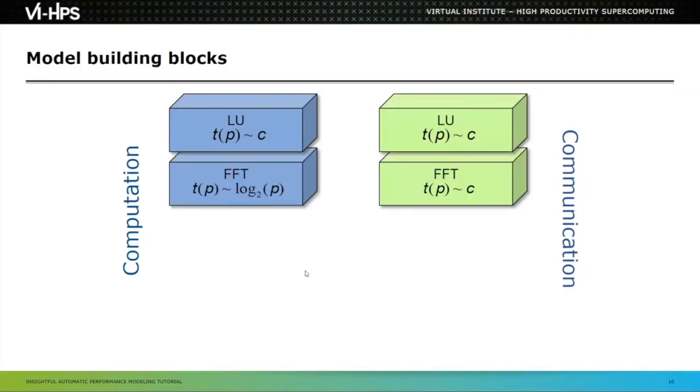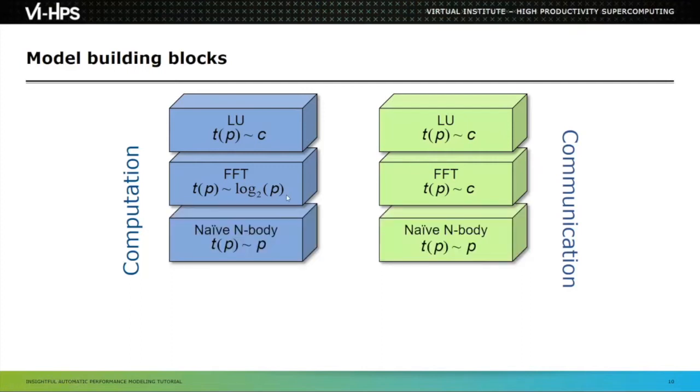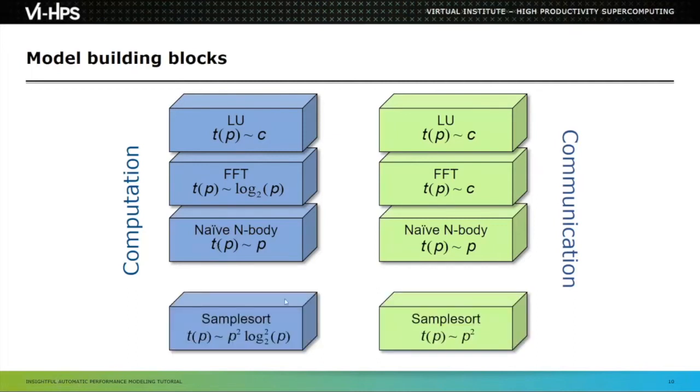Therefore, we have a few different of these. We have a classic constant building block, so it's just a constant value. Then we have a logarithm with a parameter, for example, could be the number of processes, the p in this case. And then we have a polynomial. And then, of course, we can have a combination of all of these.